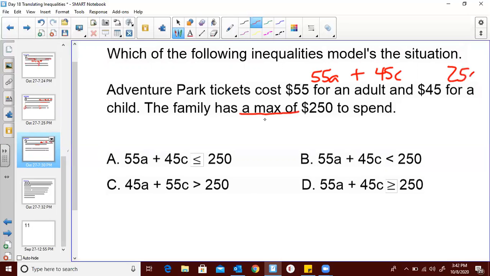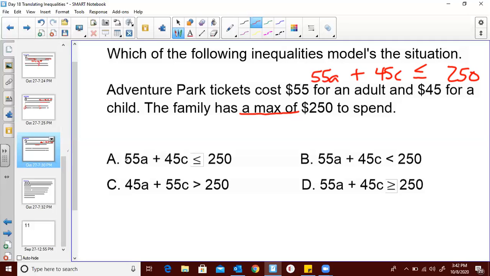So same questions as before. Can this family spend $240? Of course they can, yes. Can they spend $260? No. They have a max of $250. They cannot go over $250. But can they spend all of their money? And the answer is yes. They have a max. They can spend all $250.